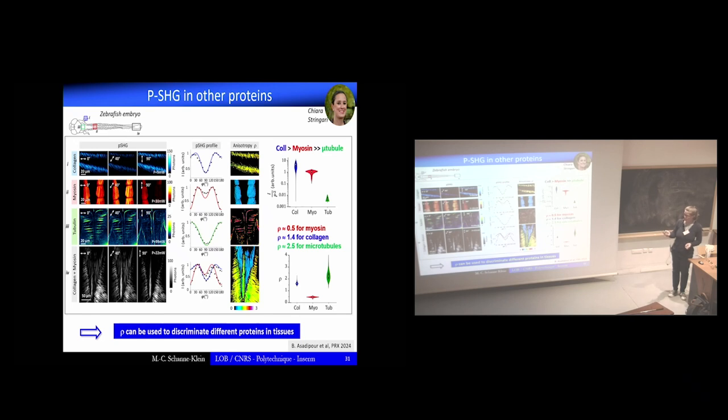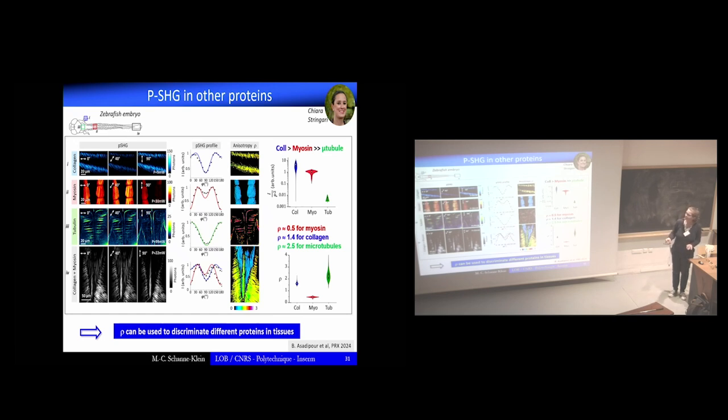It's much better to use polarization, because with polarization, when we calculate the rho parameter, the anisotropy parameter, it's a ratiometric parameter. So it's independent of depth. And here we have also differences between these three proteins. So it's 0.5 for myosin, 1.4 for collagen, 2.5 for microtubules. So it means that using polarization resolved microscopy, we can discriminate different proteins in tissue. For example, here we have a mix of two proteins, and we see that we don't have the same rho parameter for collagen here and for myosin.